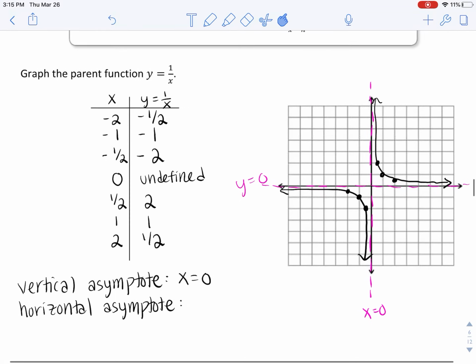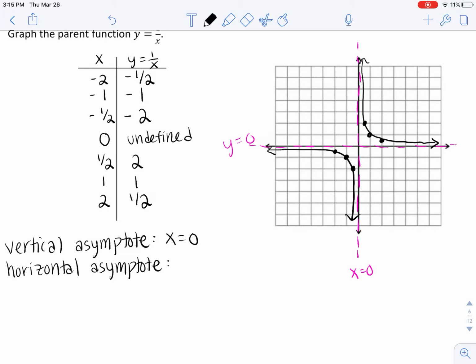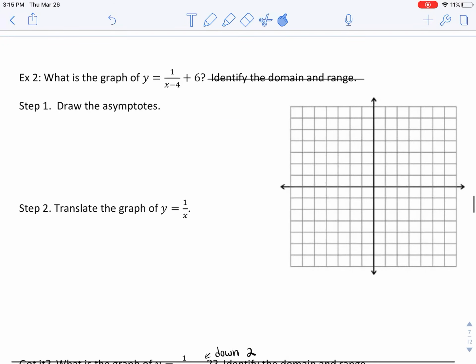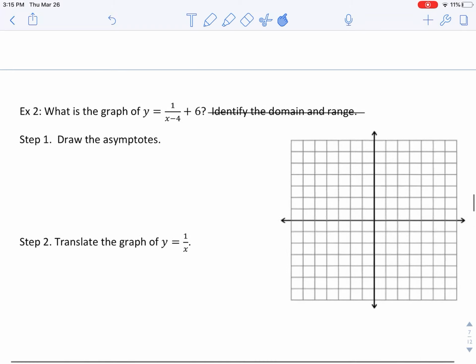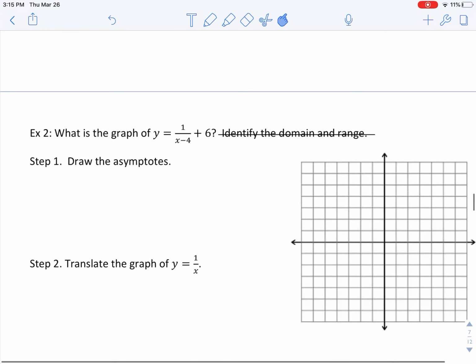Now we're going to go ahead and use this parent function, y equals 1 over x, to graph things like this. In example 2, what is the graph of y equals 1 over x minus 4 plus 6? So the first thing we want to do is draw the asymptotes. Now remember up in the key concept, let me scroll back up there and show you. The highlighting up here of green and orange is what tells you those vertical and horizontal asymptotes. So the vertical asymptote is the opposite number of the denominator. The horizontal asymptote is going to be that number off to the right.